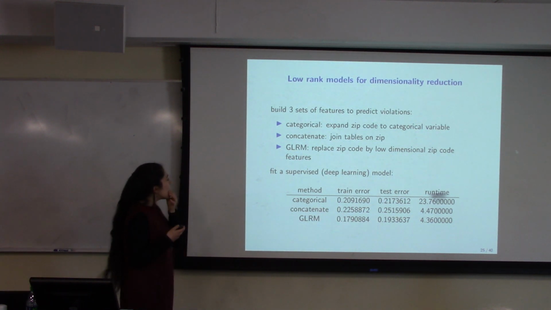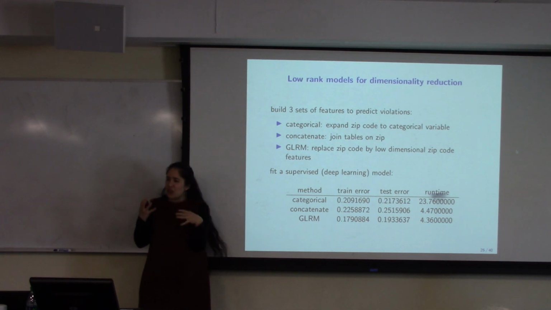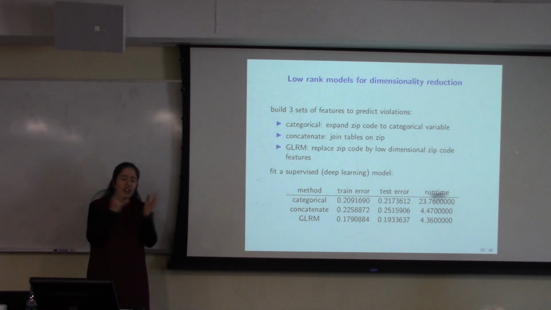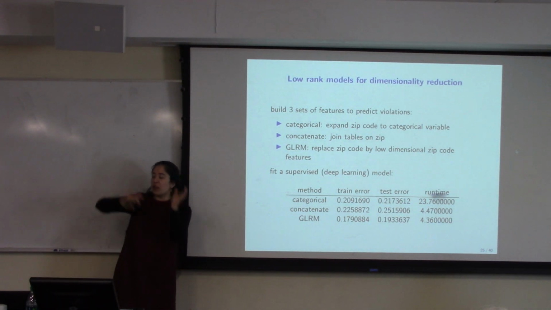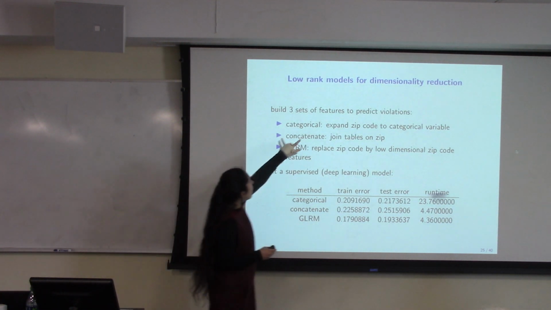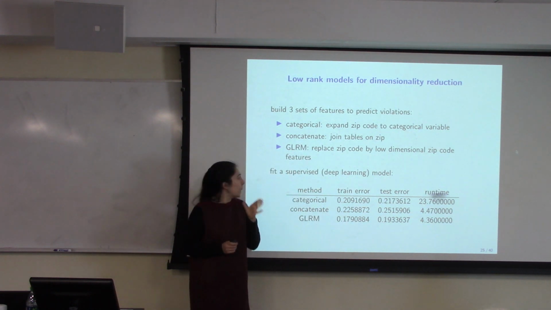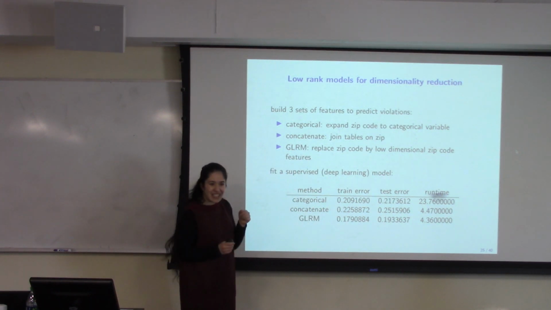I'm going to try 3 different kinds of models, and really, we're thinking about this as a feature engineering method. I want you to concentrate on how we engineer the features that we're going to feed into our supervised model. One way is to expand the zip code to a categorical variable using that one-hot encoding I described before. One is to concatenate these 2 data sets.